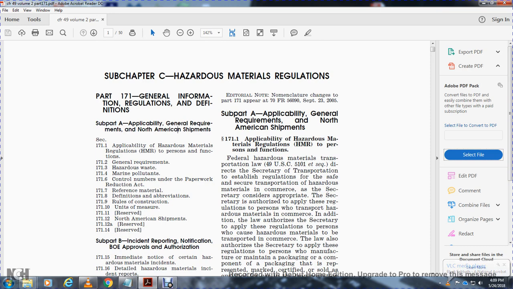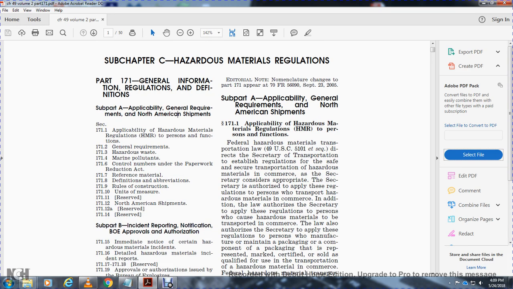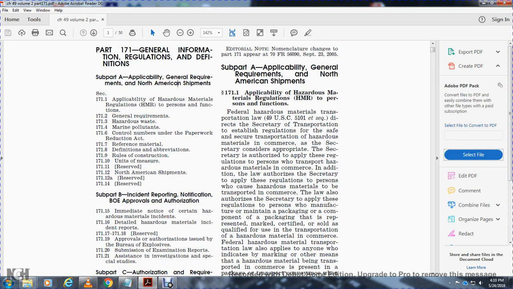Federal hazardous material transportation law directs that the Secretary of Transportation establish regulations for the safe and secure transportation of hazardous material in commerce, as the Secretary considers appropriate. The law authorizes the Secretary to apply these regulations to persons transporting hazardous material in commerce.